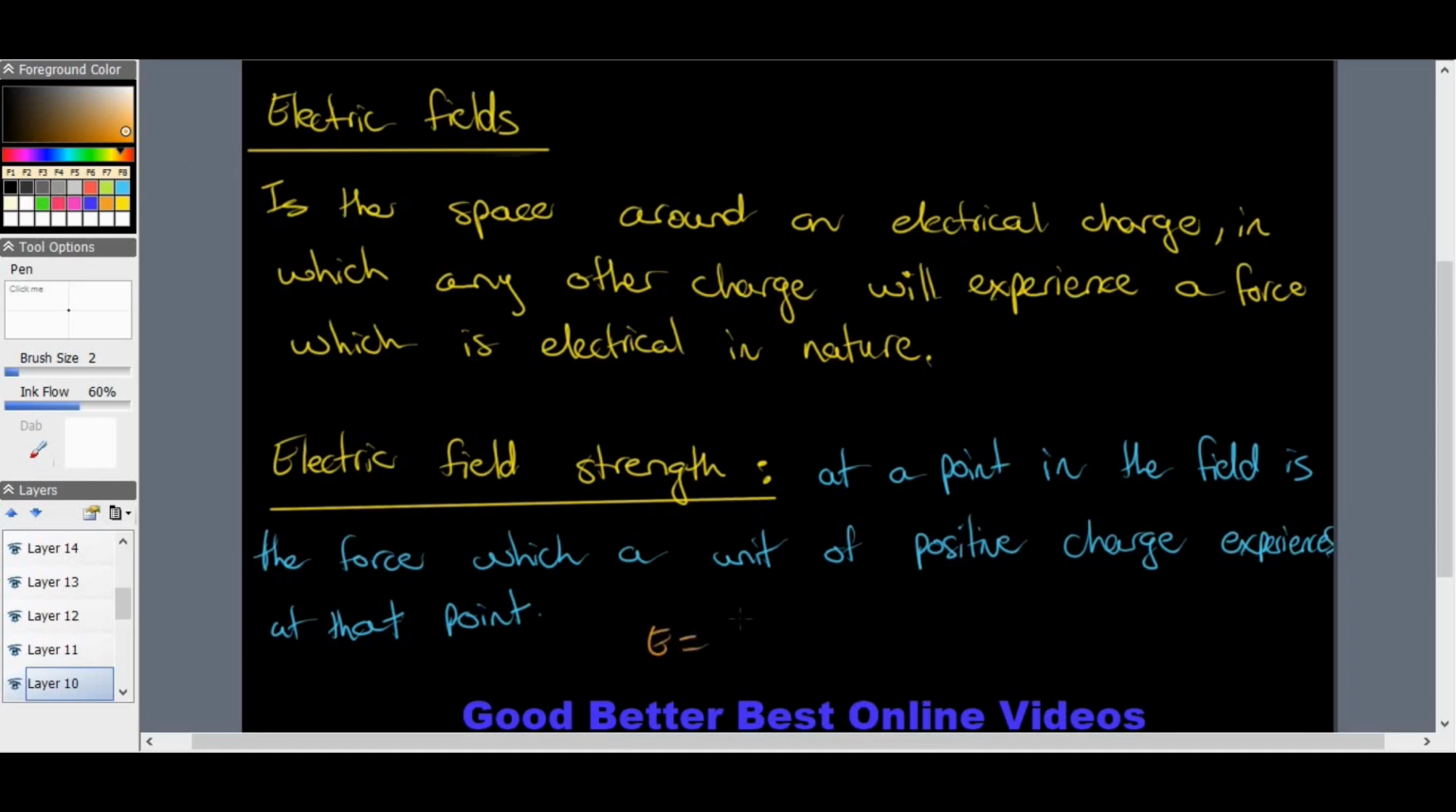E is equal to F divided by, some textbooks give it as little q. Others give it as F divided by capital Q. Fact is, it must be charge at the bottom. Okay, so E is the electric field strength, and E is measured in newtons per coulomb. As we can see, force is measured in newtons and charge is measured in coulombs, where F is the force on the charge, and Q is the magnitude of the charge.